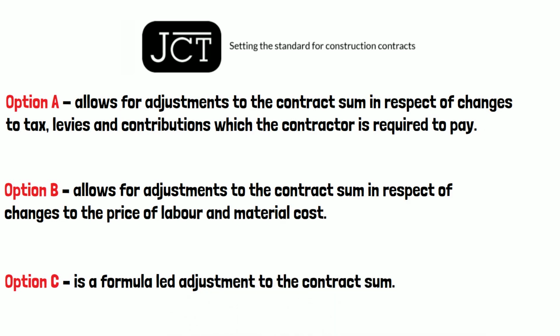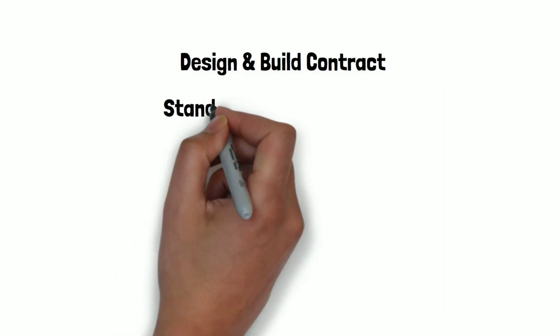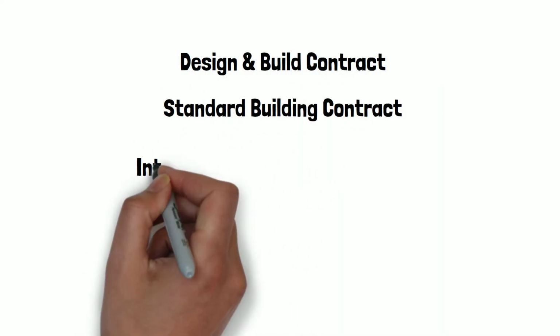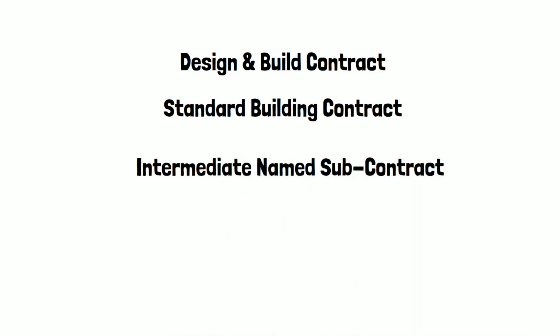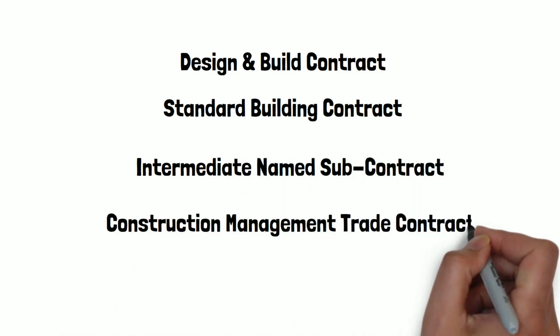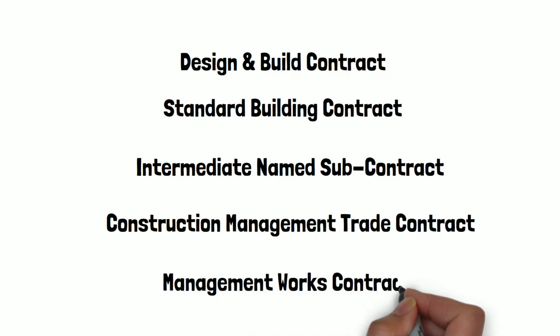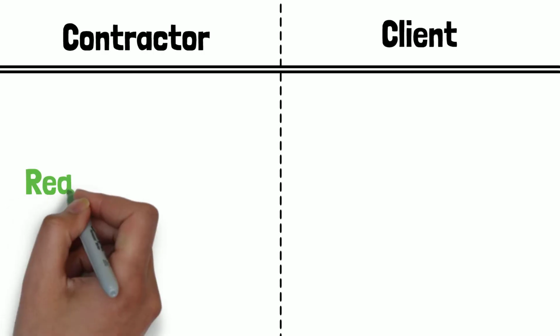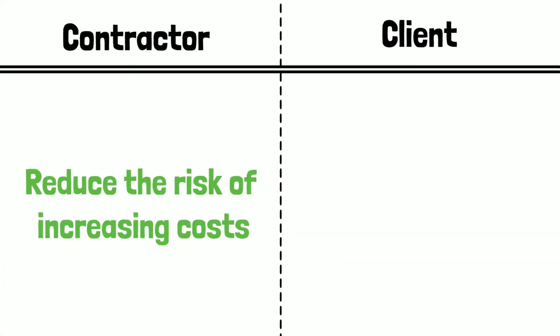In this instance, the JCT formula rules issued by the JCT tribunals will apply depending on the type of work being carried out. The principal 2016 editions of the JCT contracts that refer to all three options are design and build, including subcontracts, standard building contracts, including subcontracts, intermediate named subcontract, construction management trade contract, and the management works contract. The clear advantage here is that as a contractor, you could reduce the risk of these increasing costs. But it's not as simple as it first seems.